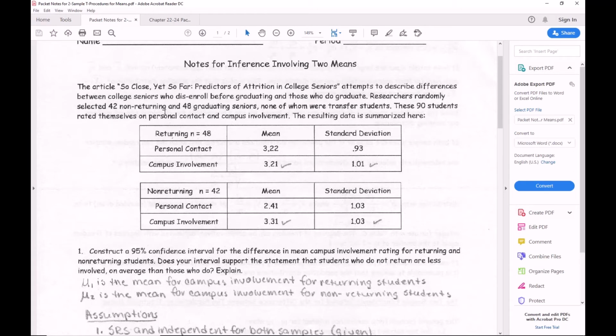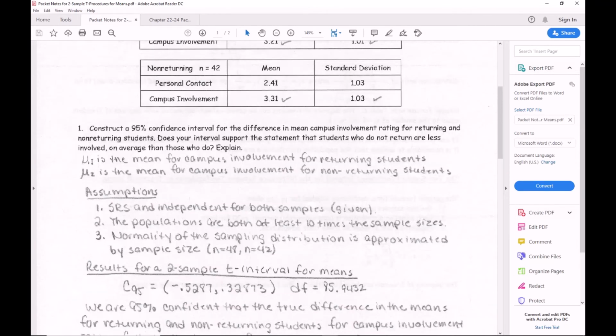These 90 students rated themselves on personal contact. Personal contact is how many people you know on campus or you've met while attending school. And campus involvement is a way to rate people for clubs that they've joined, or if you're going to join up with young Republicans or young Democrats or whatever, how you got involved with extracurriculars on campus. So here's the data. The top organizer is for returning, the bottom is for non-returning, and they're both split by personal contact and campus involvement.